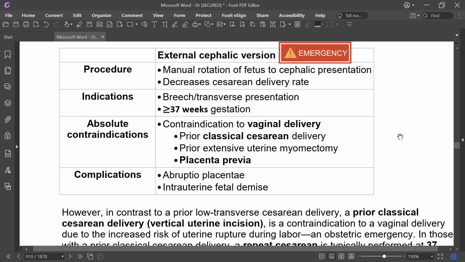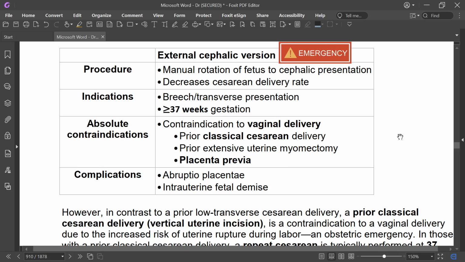So, in short, in external cephalic version we are positioning the fetus in a cephalic position. The baby is in another position, like the breech position or the transverse position, and we are making the baby cephalic externally. External cephalic version should be done after 37 weeks.